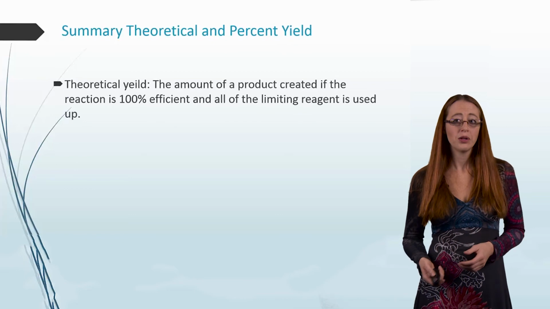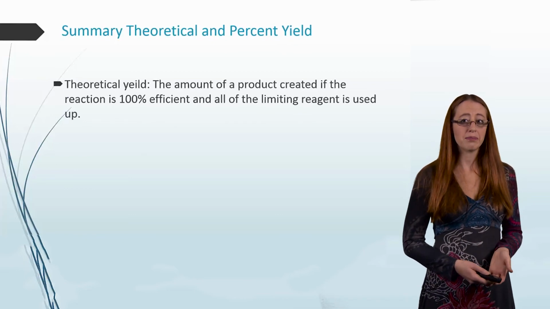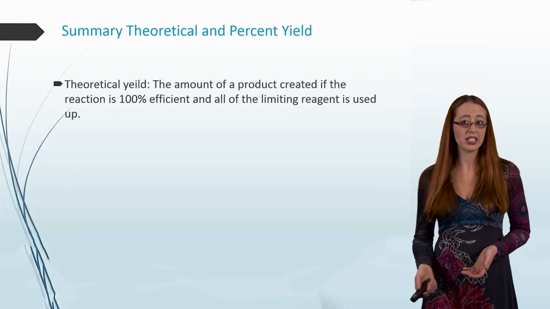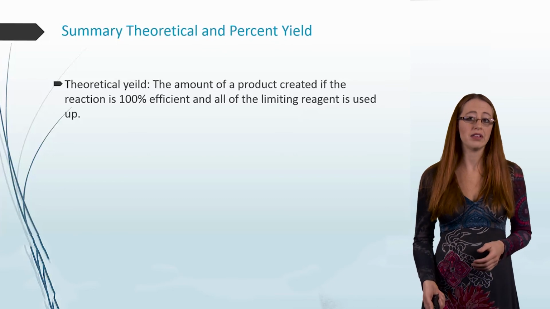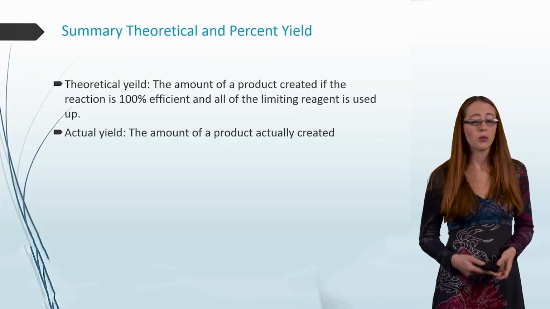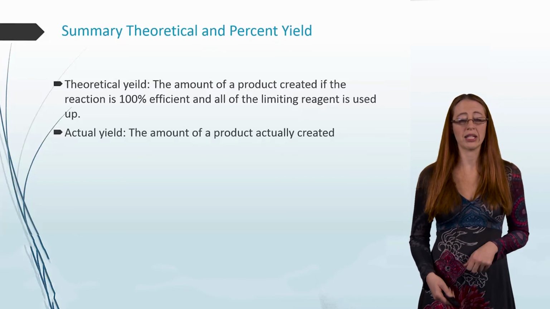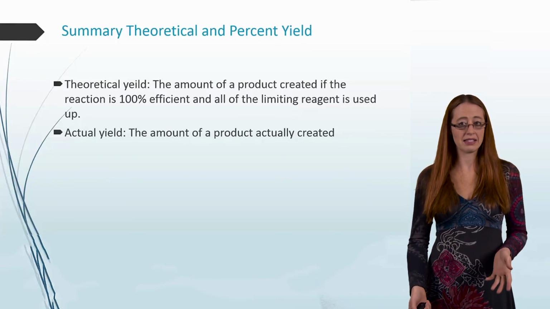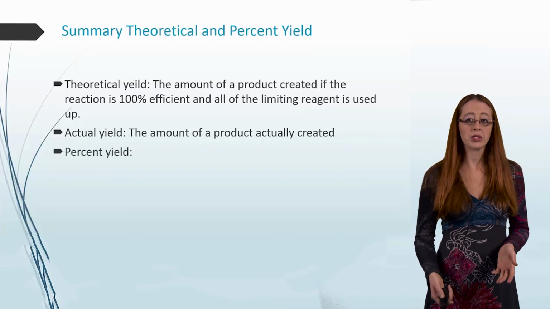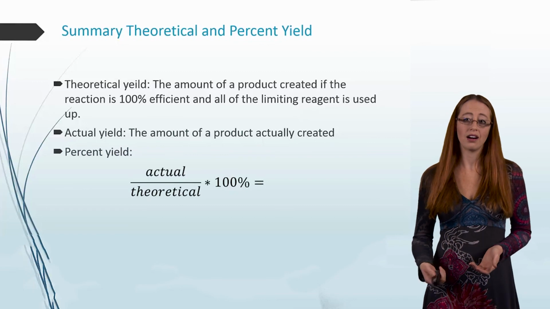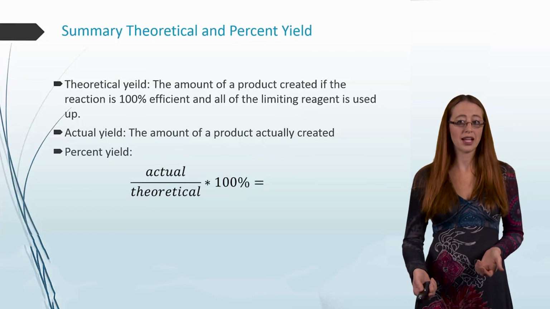So in summary, we have our theoretical yield, which is the amount of product that is created if the reaction is 100% efficient and all of the limiting reagent is used up. Whereas our actual yield is the amount of product that we actually get after everything is said and done. And our percent yield, like all percents, is actual over theoretical times 100%.